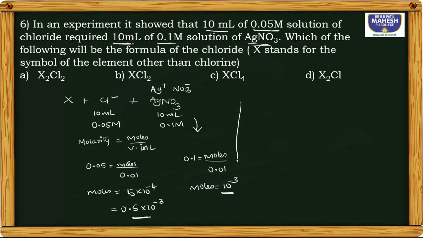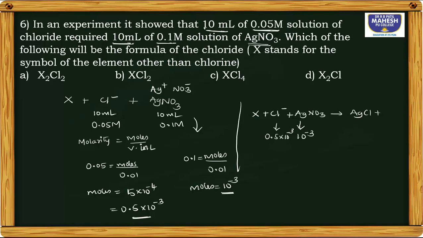So let me write that reaction once again. X, we have to find out its oxidation number and its formula with the chloride. It reacts with the silver nitrate to form what, students? Obviously silver chloride and nitrate ion. Now the number of moles of Ag plus ion is 10 to the power minus 3. The number of moles of Cl minus ion is 0.5 into 10 to the power minus 3. That means it is half of the Ag plus ion concentration.